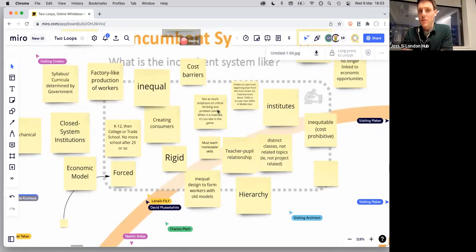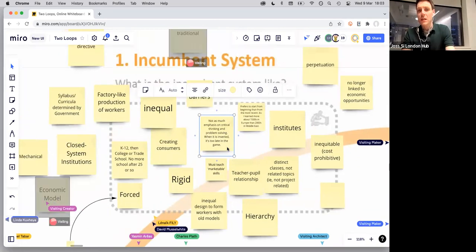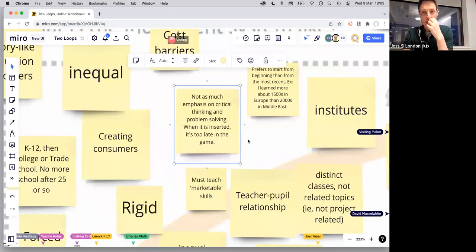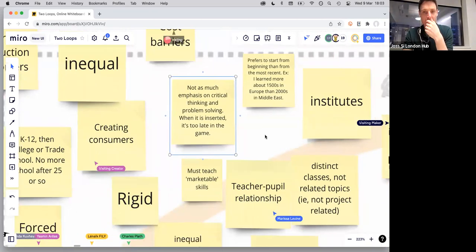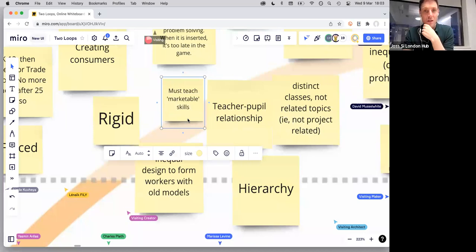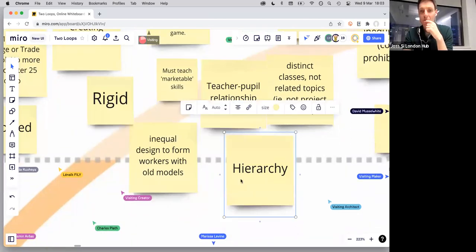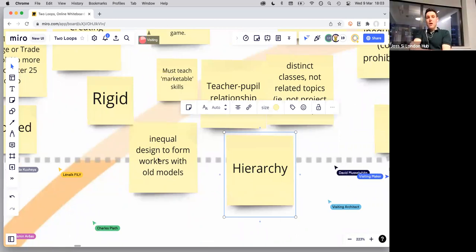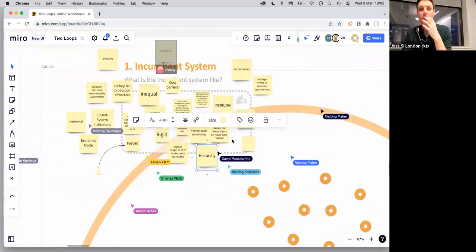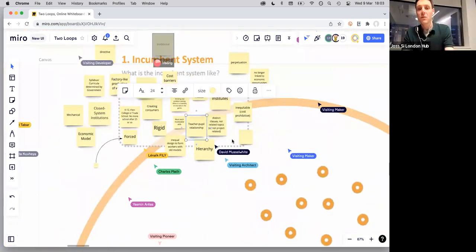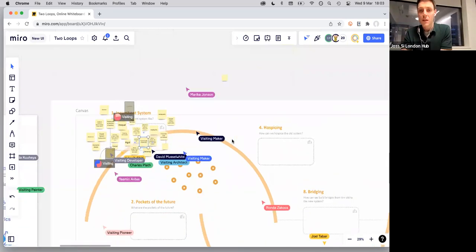So cost barriers, yeah, not as much emphasis on critical thinking and problem solving when it is inserted. It's too late in the game. Okay, must teach marketable skills. Hierarchical, yeah, the winners and losers. Unequal design to form workers with old model. Okay, teacher-pupil relationship. Alrighty.